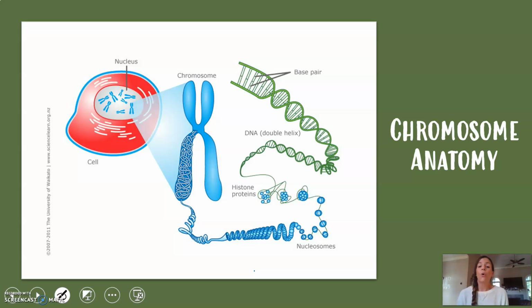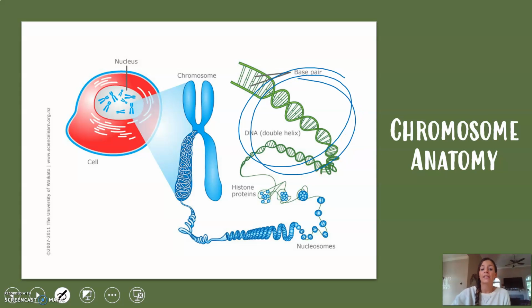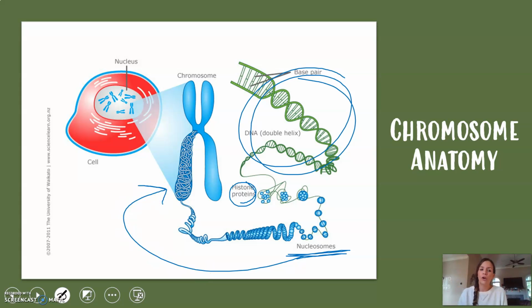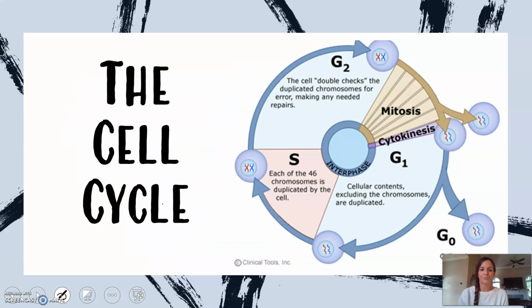Like I mentioned, it's a coiled piece of DNA. So this image just breaks it down a little bit more for you. So you have your DNA double helix here. It's going to coil around these histone proteins, which then form something called nucleosomes, which then further coil to make the X shape of your chromosome, which is then located in the nucleus of the cell.